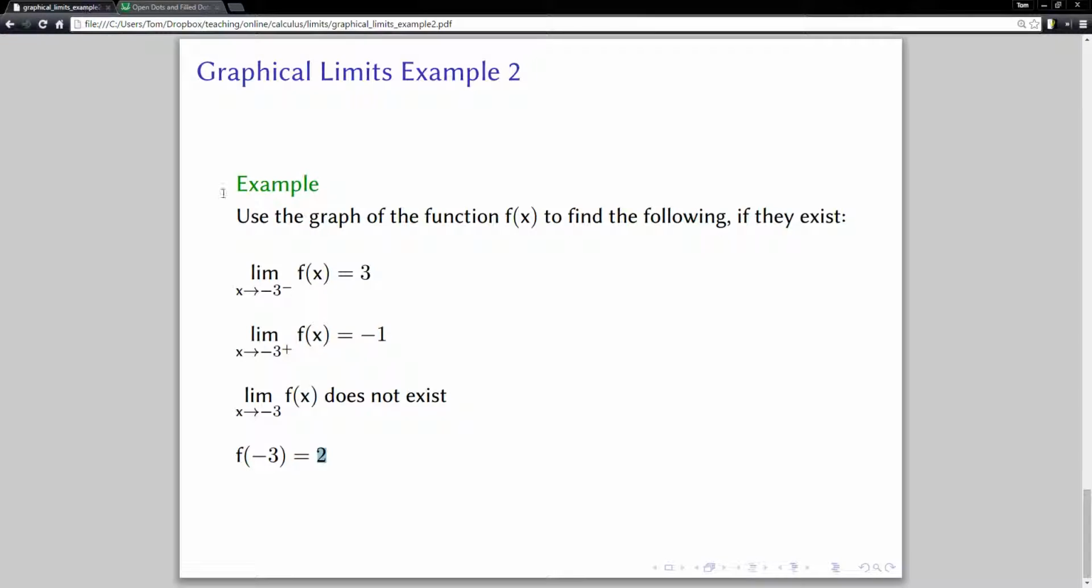So once again, the limit from the left, positive 3, the limit from the right, negative 1. Since the one-sided limits are not equal, the two-sided limit doesn't exist. And f of negative 3, the actual function value at negative 3, is positive 2.